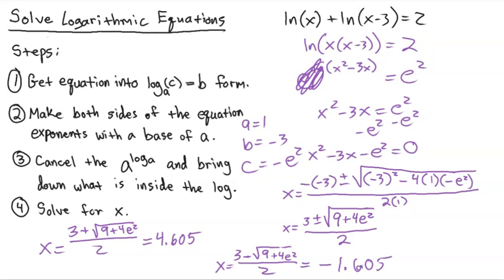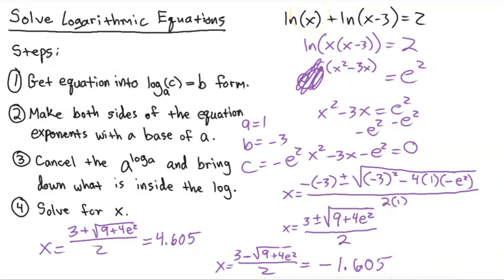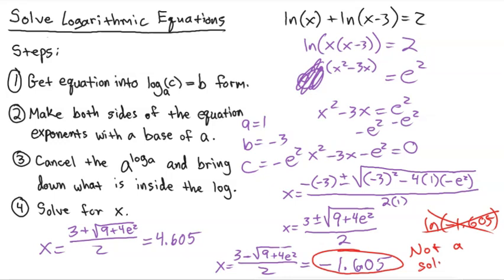1.605. And we're just about done, but we have a problem again. Look at this negative 1.605. We cannot put a negative in for x because we can't take the natural log of a negative number. We cannot do the natural log of negative 1.605. Therefore, this solution, this negative 1.605, is not a solution. And therefore, our only solution is x equals 4.605.